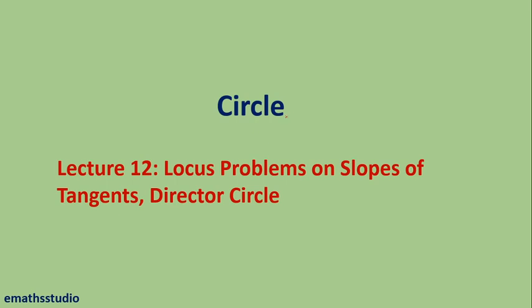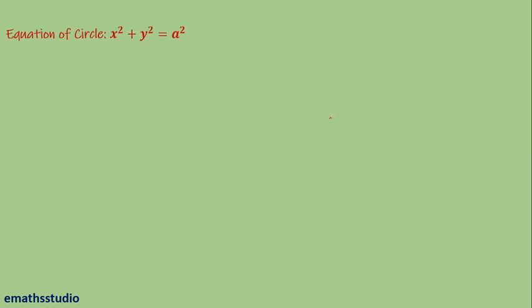Hello students. In this lecture, we are going to discuss locus problems on slopes of tangents and director circle. Here is the theory. I am considering one circle x square plus y square is equal to a square. For this circle, two tangents are drawn from point x1, y1.